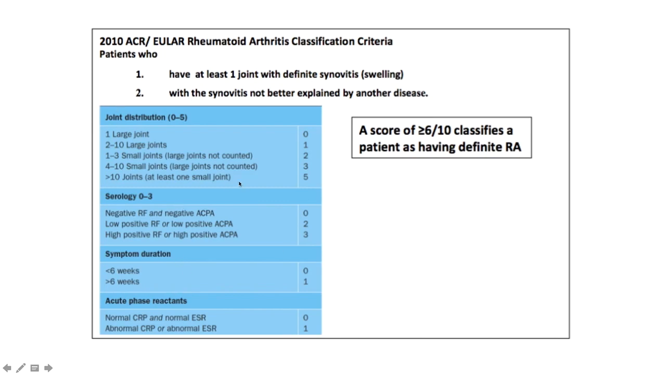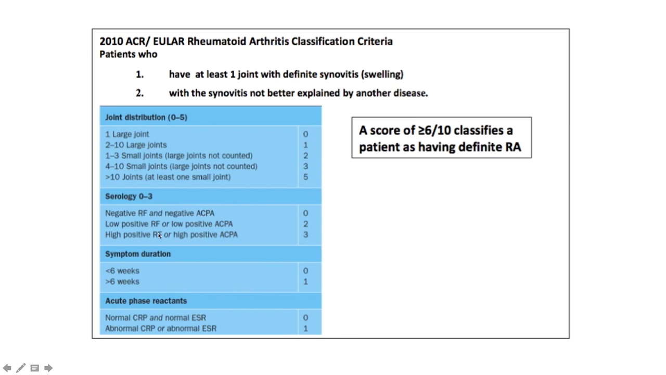Right? Let's speak to joint distribution. If you have just one large joint involved, it's 0. Because you know RA loves the small joints, right? If you have 2 to 10 large joints, you get 1 point, 1 to 3 small joints, 2 points, 4 to 10 small joints, 3 points, more than 10 joints, 5 points. Note there's no 4 here, right? It's 0, 1, 2, 3, 5. Boom.